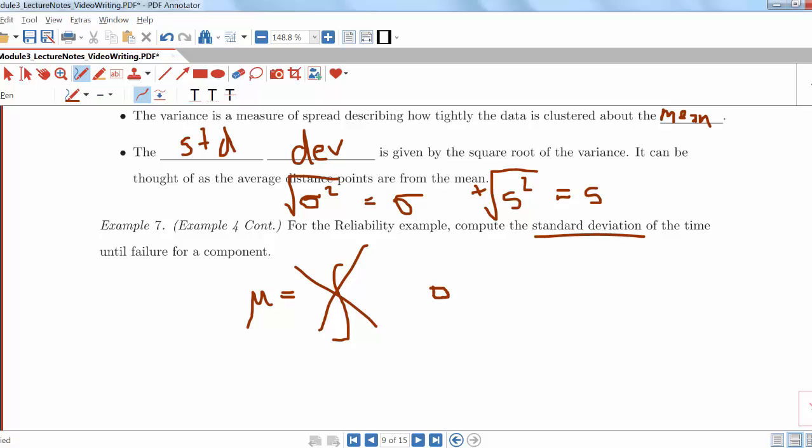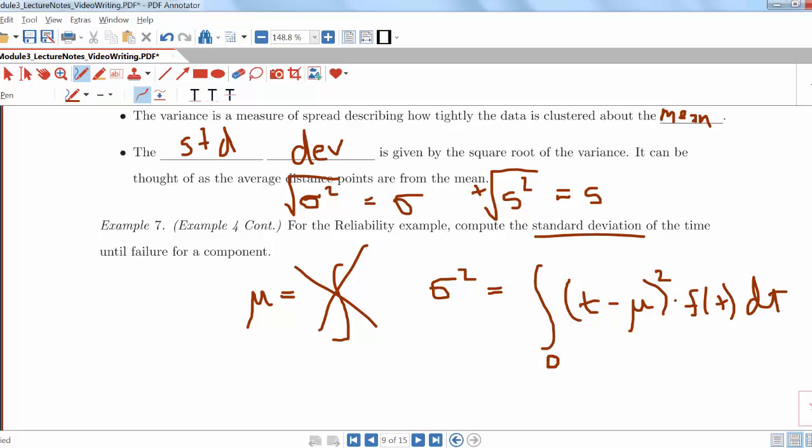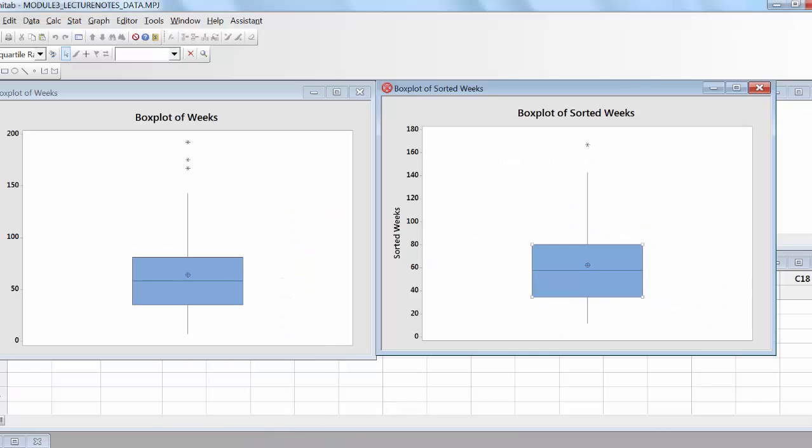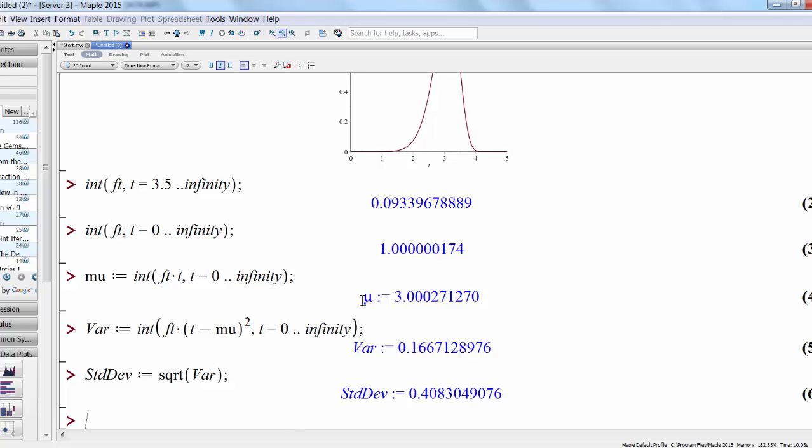If I want to find the variance of the distribution, what I'm going to do is integrate my t minus mu, which was the population mean we found in the last video, times f of t dt. This was defined for all positive t's, so 0 to infinity. I'm just going to go to Maple right now and do that. I think I already did in the last video.